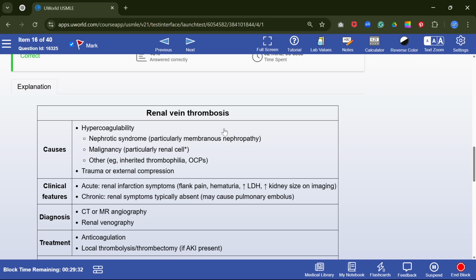Where is the stone? Temperature is normal too.